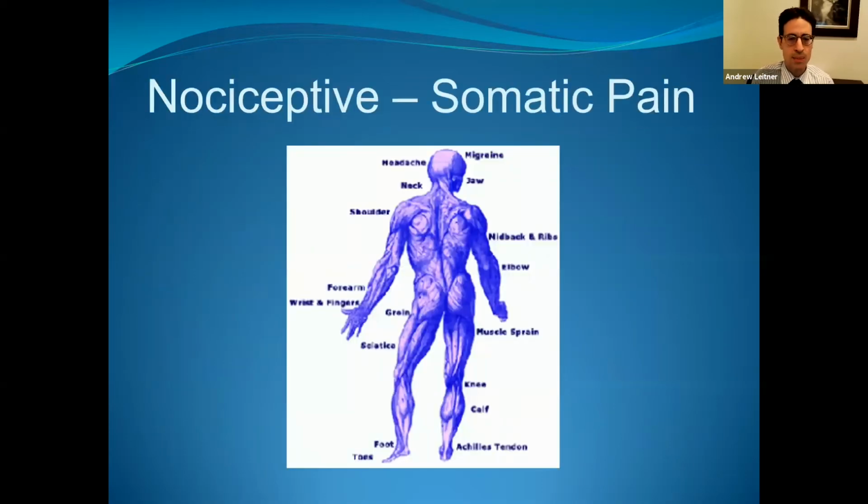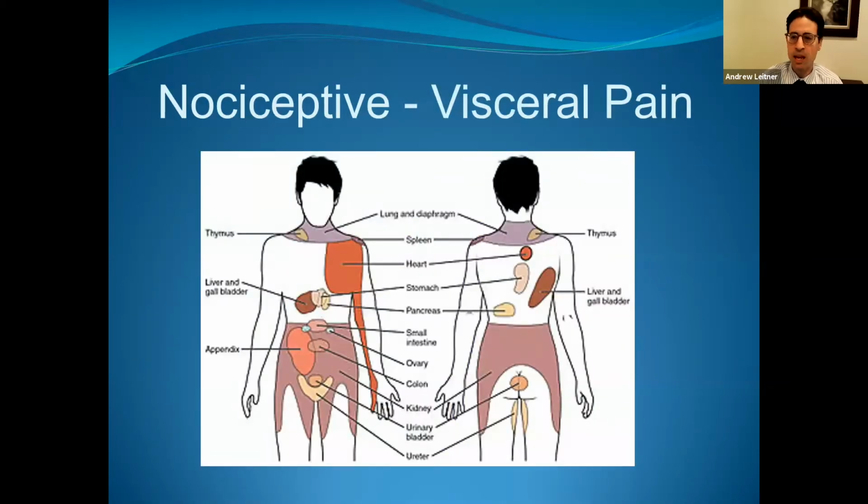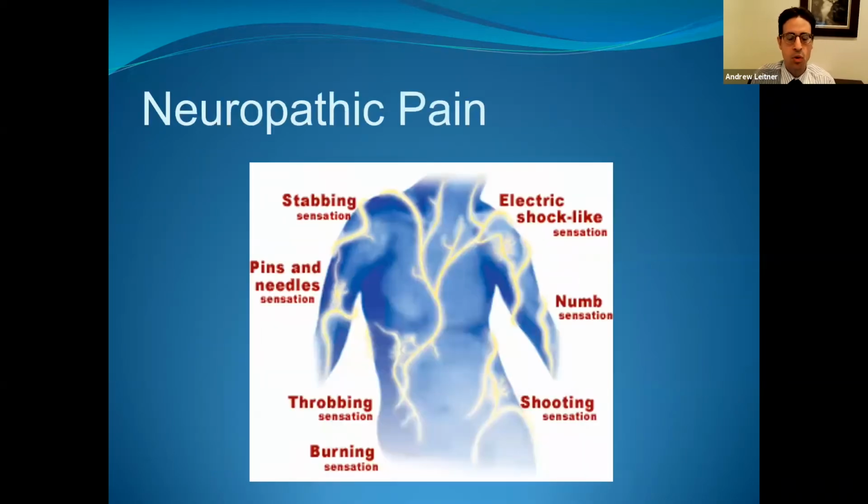There are nociceptors that can mediate somatic pain. These are musculoskeletal, fascial planes, often from the metastatic or local extension of tumors. There's pain from the viscera, which typically has a different quality and referral pattern than many of the somatic pains. And then, of course, neuropathic pain with its own set of qualities that are listed here.